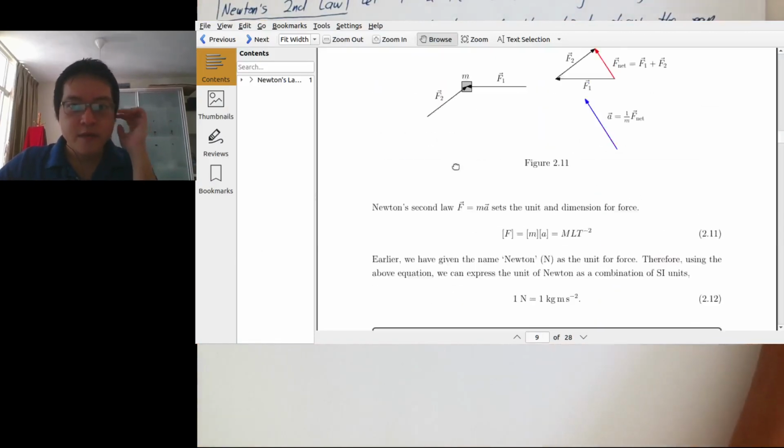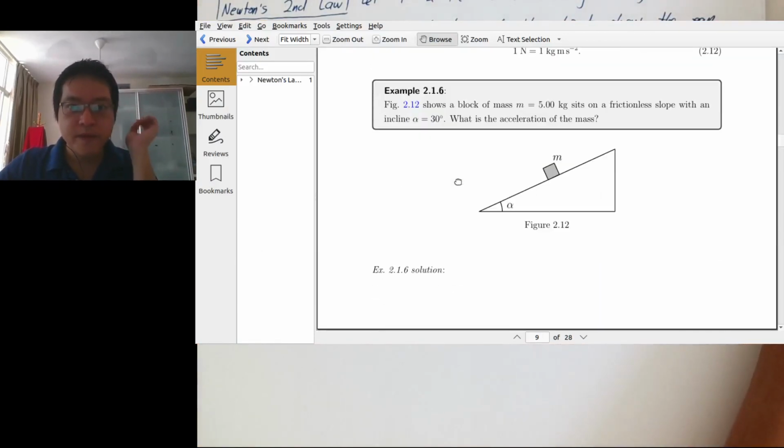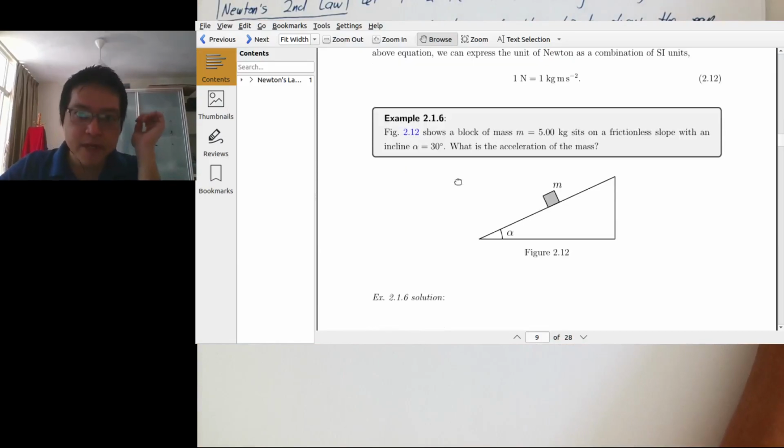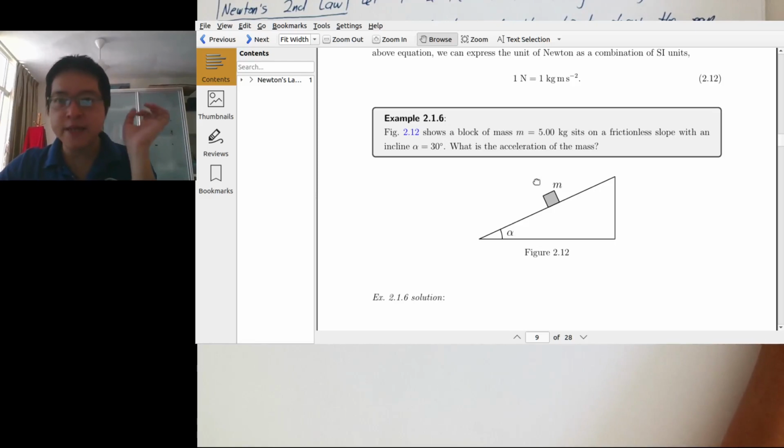over here. Yeah, so a simple example. This one everyone knows how to do, but let me just go through it as a reminder or just as a warm-up. We have a mass, 5 kg, that sits on a frictionless slope with some incline, and using this, what is the acceleration of the mass? So this should be very simple.